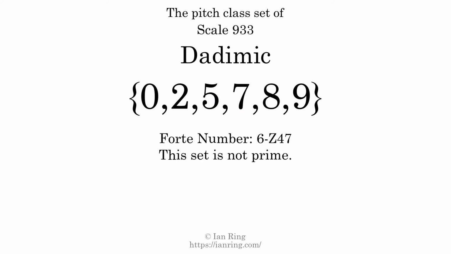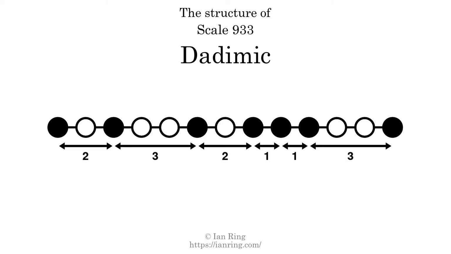The pitch class set for this scale is 0, 2, 5, 7, 8, 9. The fault class is 6Z47. This set is not prime. The structure of a scale is a description of the interval distance between each successive tone. This scale has a structure of 2-3-2-1-1-3.